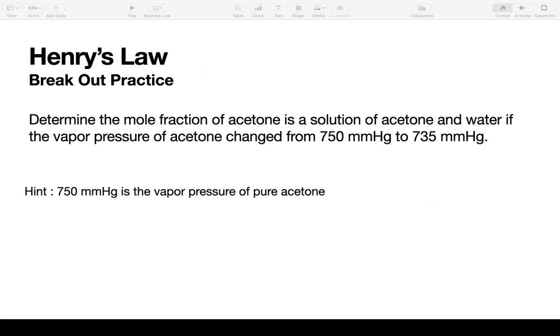And let's do another breakout session. Let me know if you guys prefer to not have them. So here I'm giving you a problem. Determine the mole fraction of acetone in a solution of acetone in water if the vapor pressure of acetone changed from 750 millimeters of mercury to 735 millimeters of mercury. And I give you a little hint there. 750 millimeters of mercury is the vapor pressure of pure acetone.